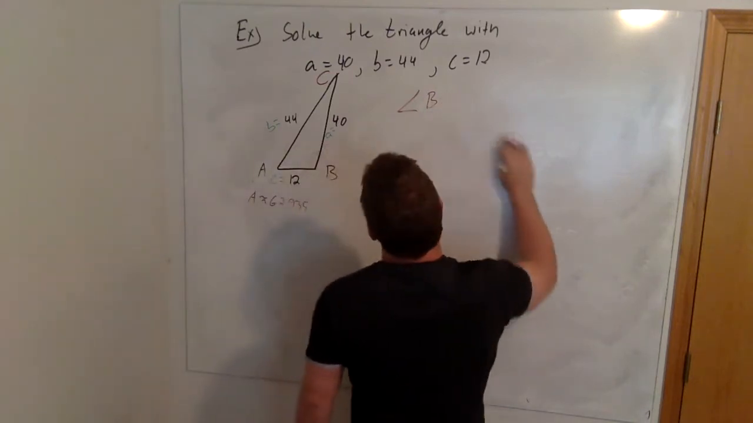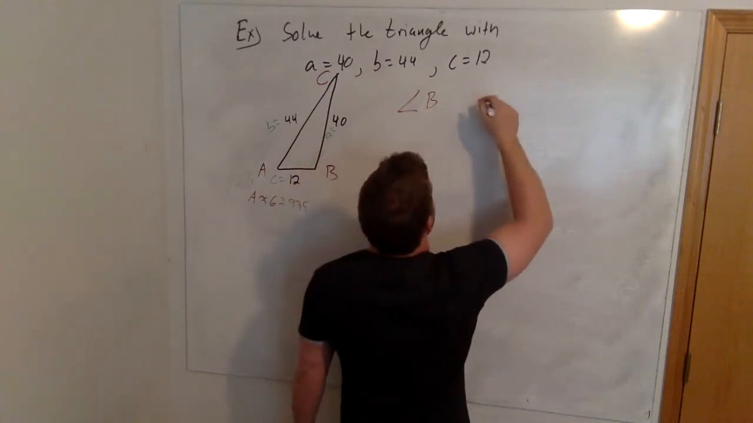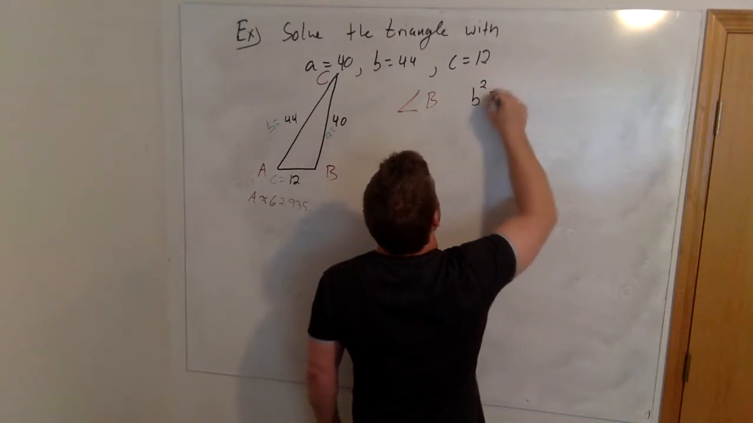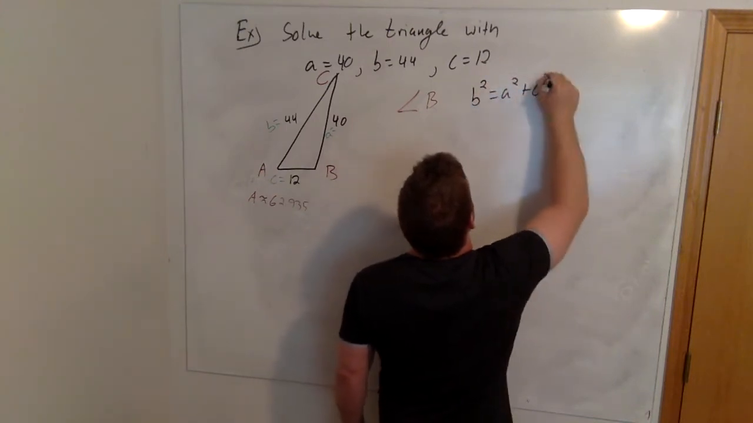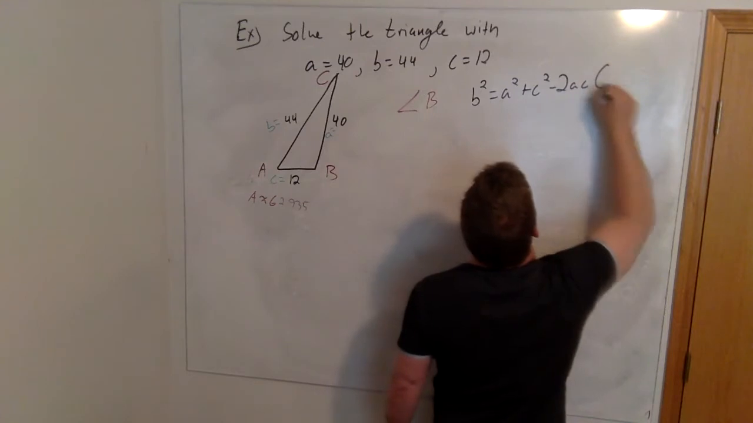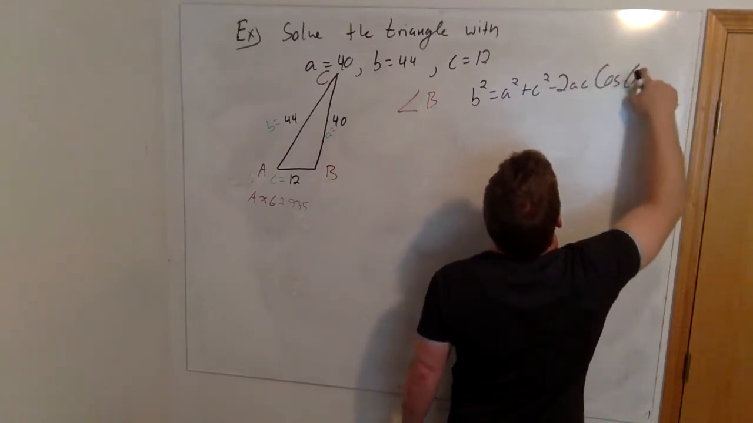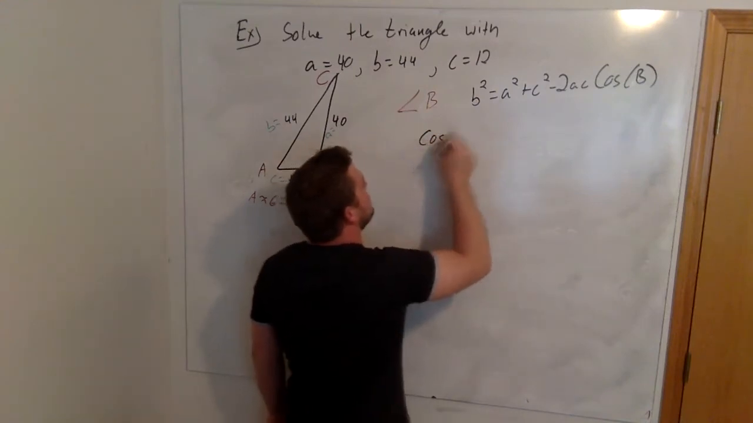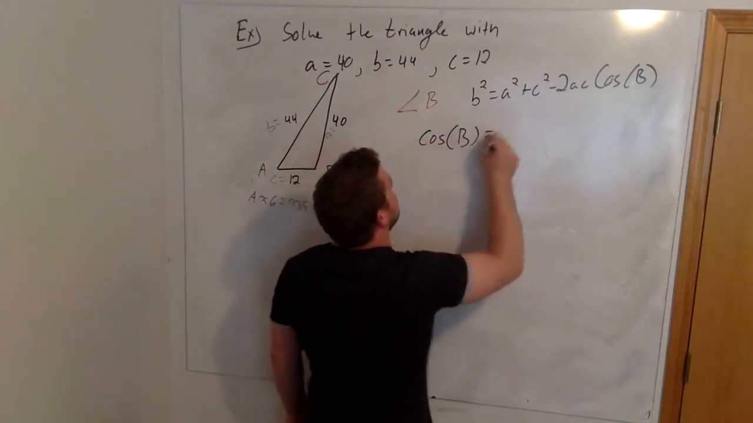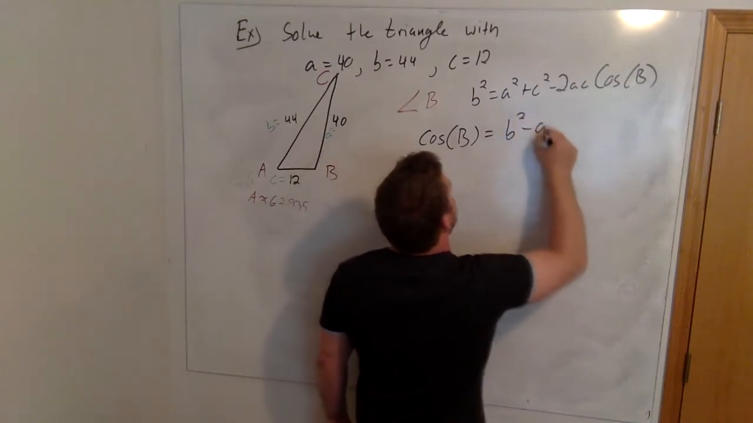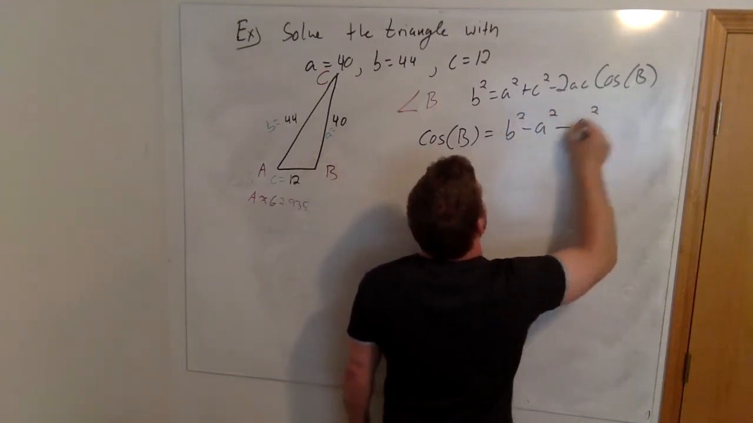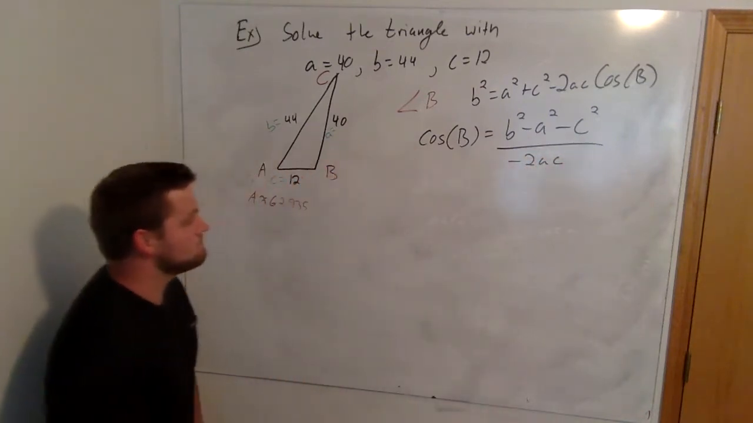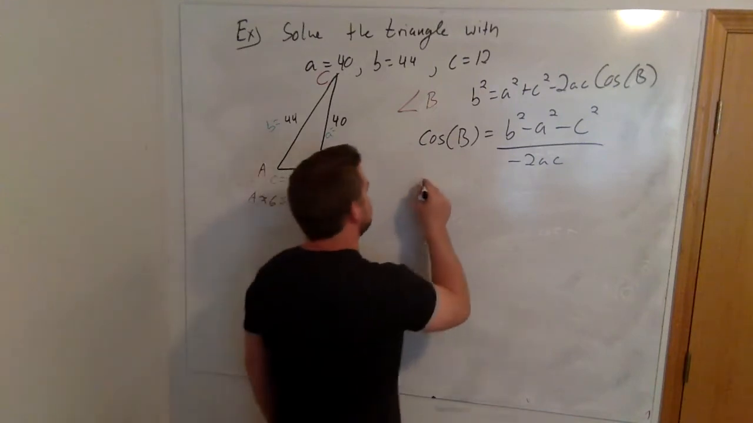So for angle B, I would need to use the law of cosines with a B in it, so we would have that B squared is equal to A squared plus C squared minus 2AC times the cosine of angle B. Okay, so if I solve for the cosine of B, that's going to be B squared minus A squared minus C squared all over negative 2AC. Okay, let's plug in all our values.